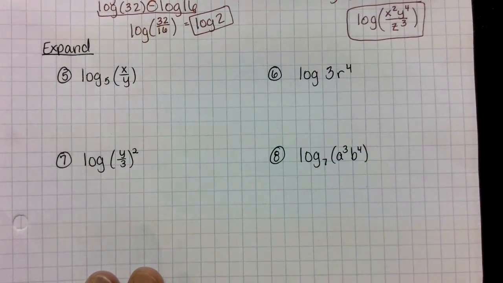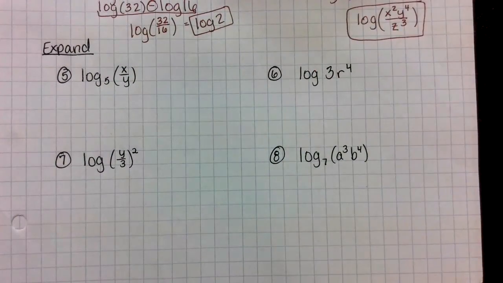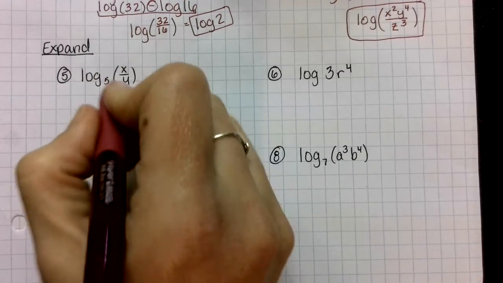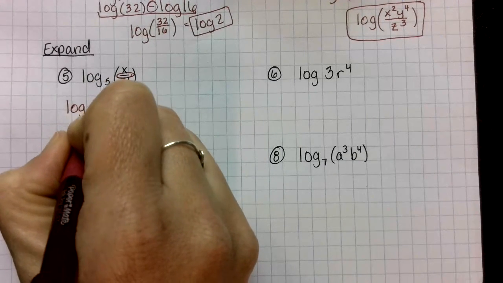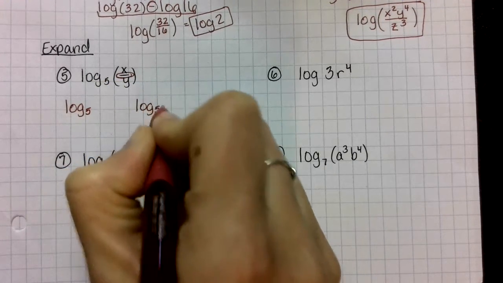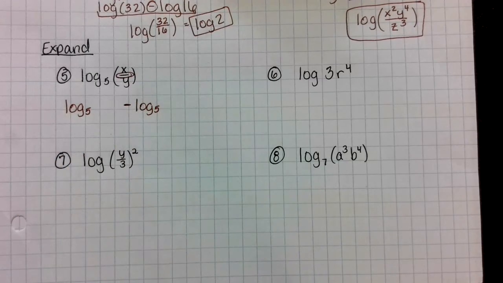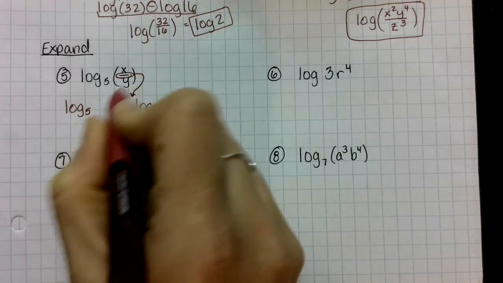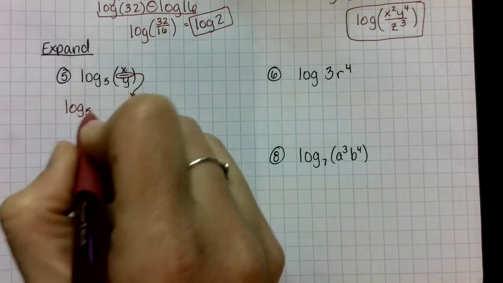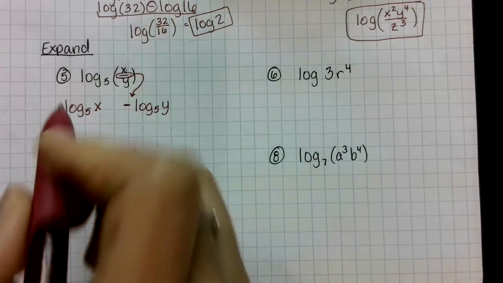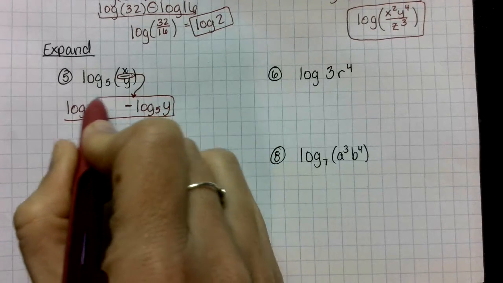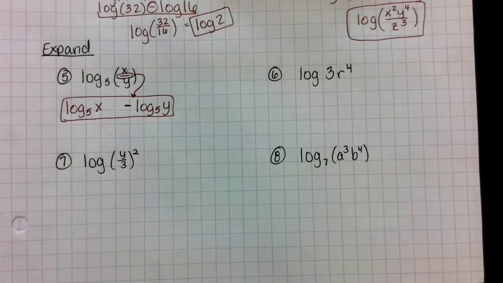So now what we're going to do is we're going to go backwards and we're going to expand. So for these, notice here I have a base. Division means subtraction. So I'm going to split this apart into 2 separate logs, and they have to be subtracted. So this division sign tells me I'm subtracting my logs. And then I'm just using these 2 parts as my 2 logs. So it's log base 5 of x and log base 5 of y, and those are being subtracted. So we're expanding this out into multiple logs.